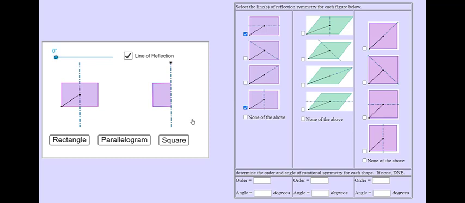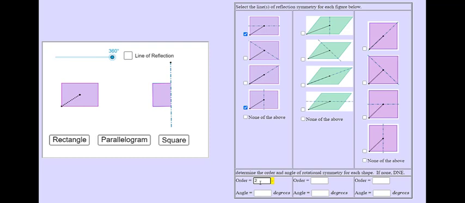That's reflectional symmetry. Now let's take a look at rotational symmetry. In rotational symmetry, we have order and angle. To find order, count the number of times the shape matches as you rotate 360 degrees. So I'll slide this. That's 1, 2. The order of this rectangle is 2 because it matches itself twice when rotating from 0 to 360.